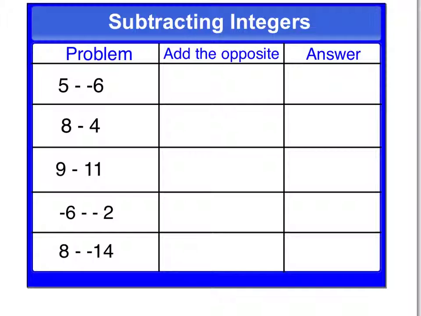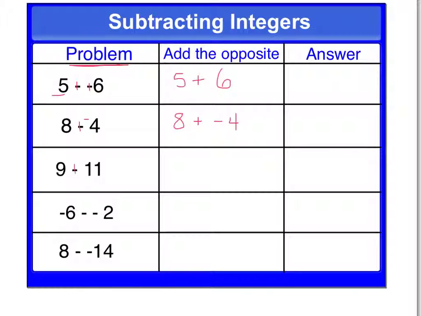Okay, we're going to practice again, keep it, change it, flip it. If you want to just do it on the original problem over here, you can. I'm going to do it in both places so you can see. So we keep the 5, we change it to addition, and then the opposite of negative 6 would be positive 6. Keep the 8, change subtraction to addition, and flip the second, we get negative 4.